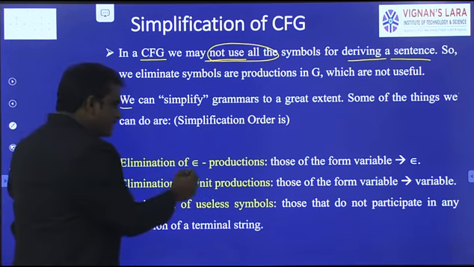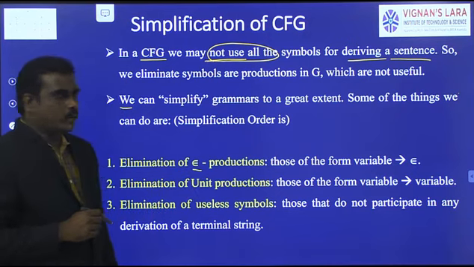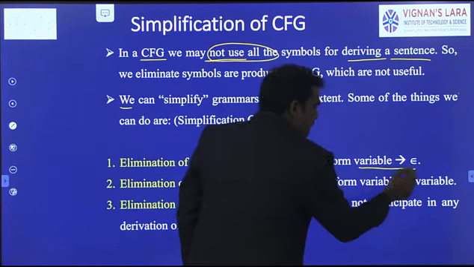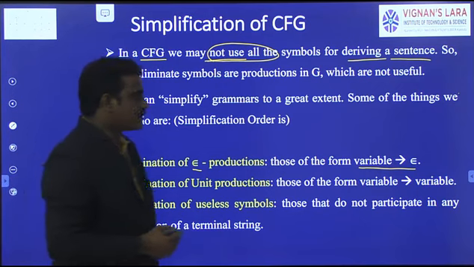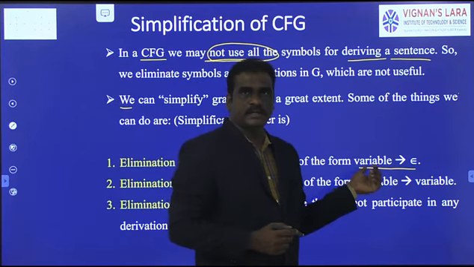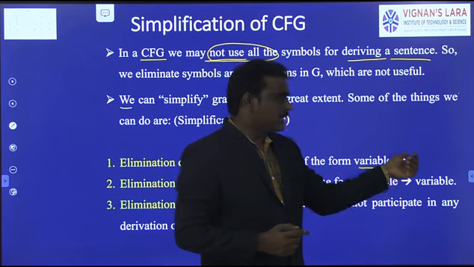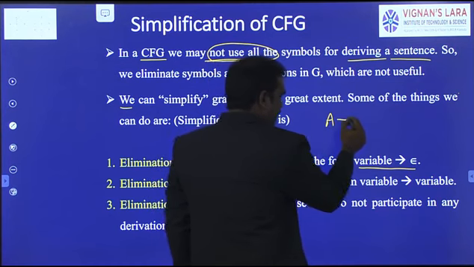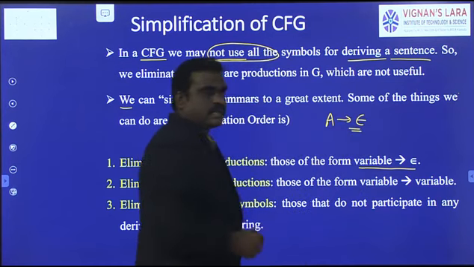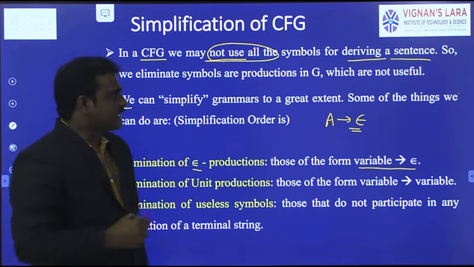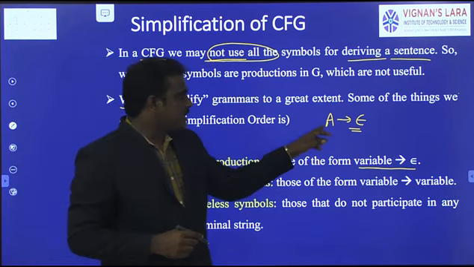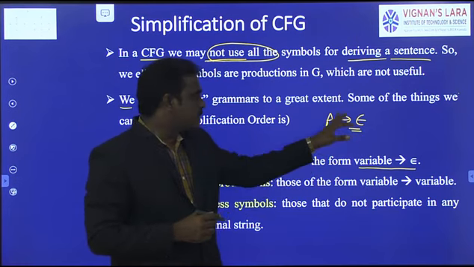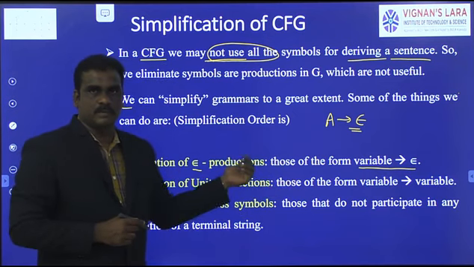The first one is elimination of epsilon productions. What is meant by epsilon production? An epsilon production is nothing but a variable going to epsilon. All of you know that in a production the left hand side should be a variable. In this case the right hand side is the epsilon symbol. For example, take A, a variable, going to epsilon. So it is an epsilon production. If a given context-free grammar contains this type of productions, then first we have to eliminate them. These productions we call epsilon productions.